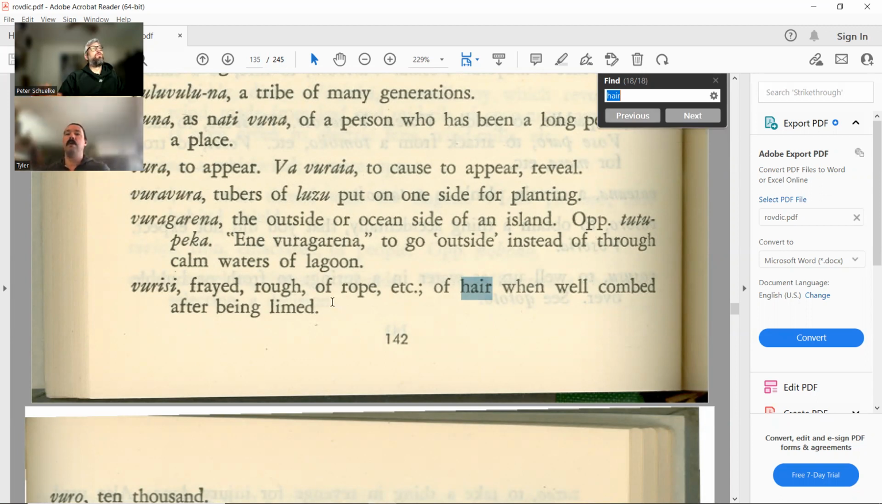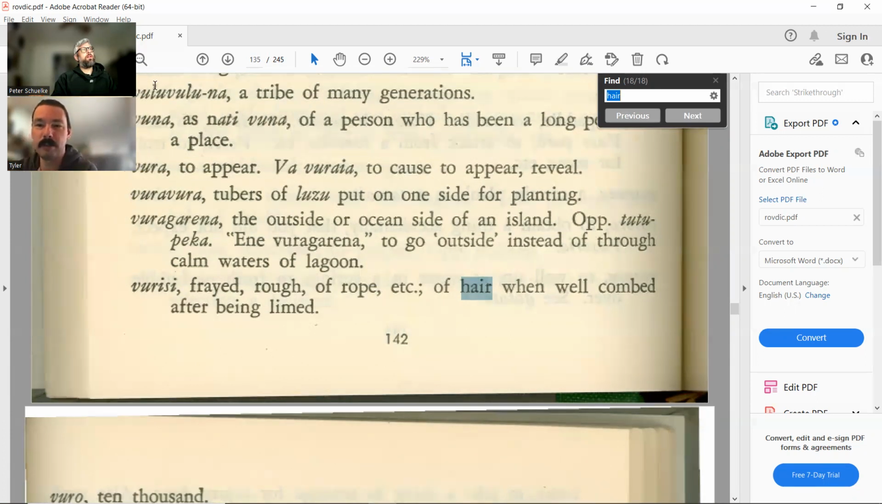When well combed after being limed. Of well-homed care after being limed. What does being limed mean, Tyler? Does it involve the fruit called the lime, or is it something else? I do not believe it involves the fruit called a lime. I have never encountered this word.